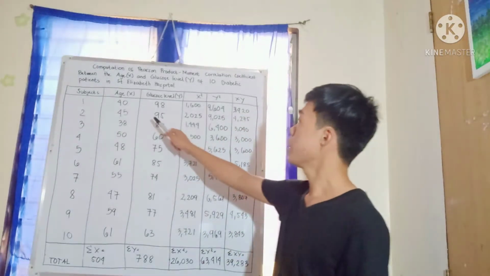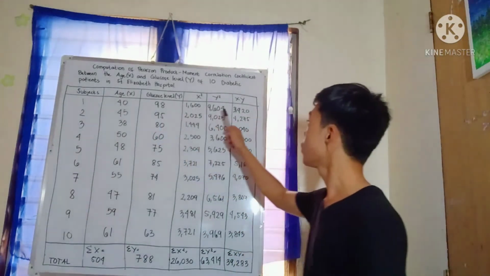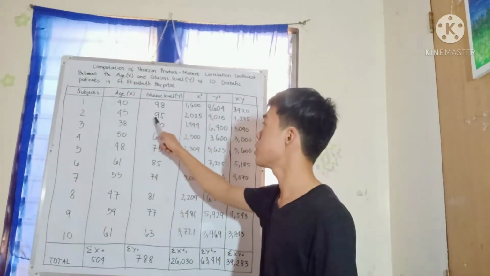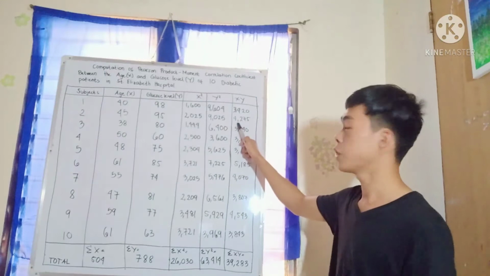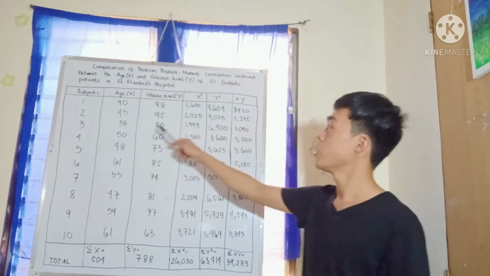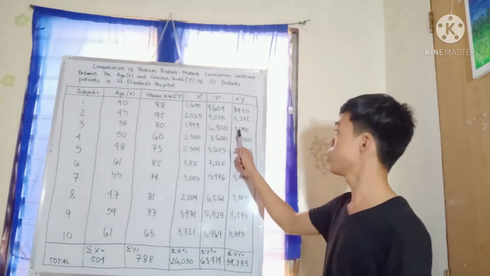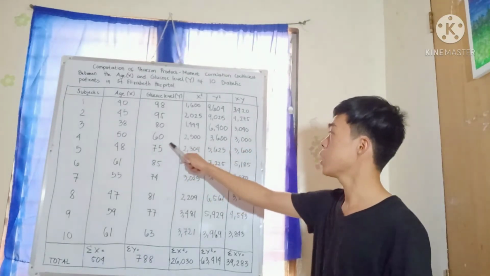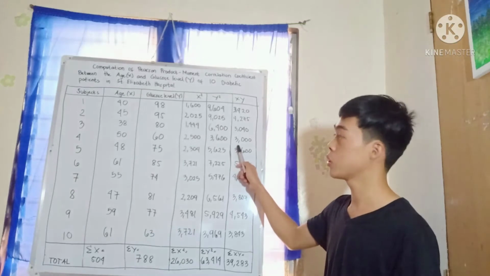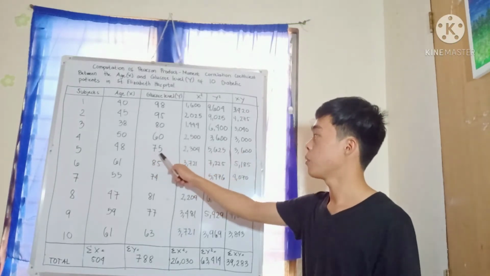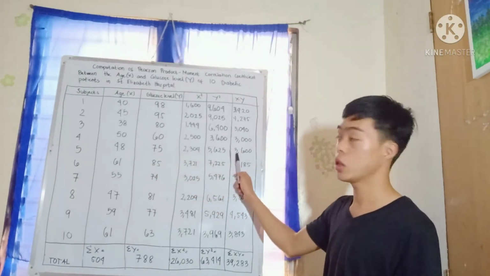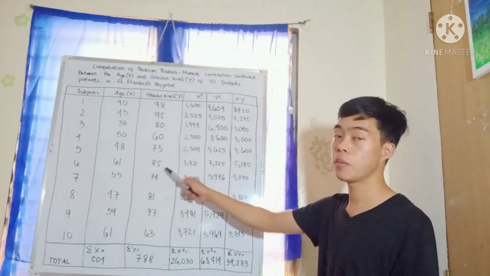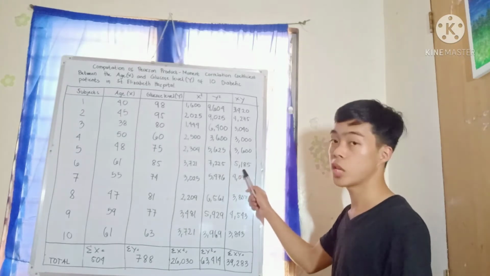Now for step 4, multiply the x and y to get the xy. So 40 times 98 is equal to 3,920. 45 times 95 is equal to 4,275. 38 times 80 is equal to 3,040. 50 times 60 is equal to 3,000. 48 times 75 is equal to 3,600. 61 times 85 is equal to 5,185.